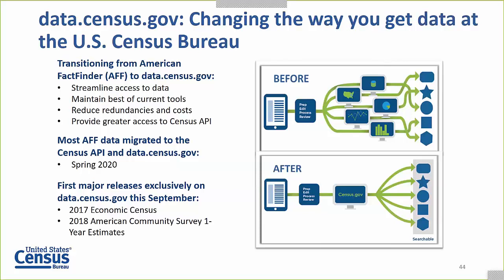And then moving forward, we had our first major releases on the platform. In September, you had the 2017 Economic Census as well as the 2018 American Community Survey one-year estimates. Moving forward, the ACS 5-year release that's happening next week will also be on the platform as well, and not on American Fact Finder.